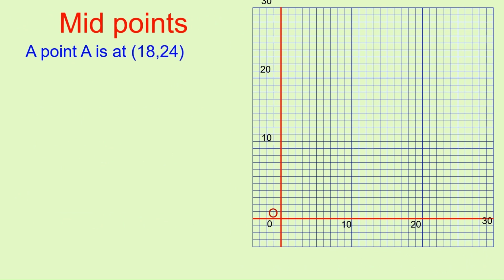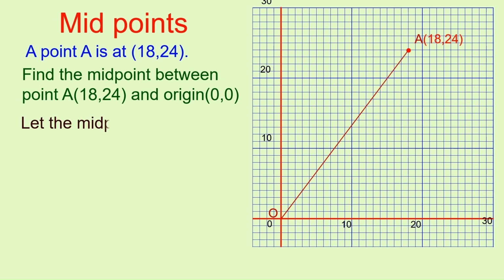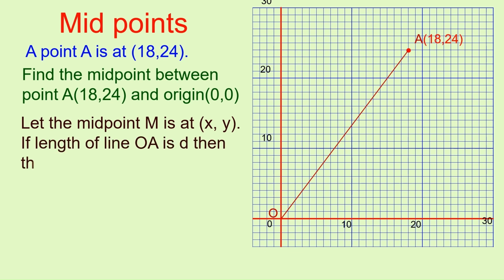Next we work out the midpoints. Let point A be at 18, 24. Find the midpoint between point A, 18, 24, and origin, 0, 0. Let the midpoint M be at x, y. If length of line OA is d, then the length of line OM equals 1/2 d.